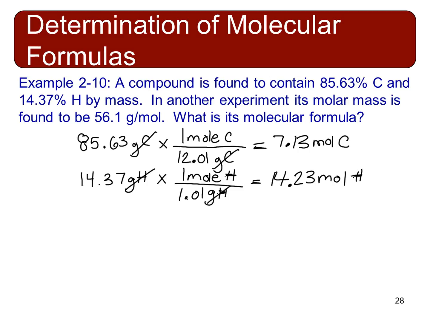Is everybody with me to this point? Find your moles. Okay, now what's our next step? Yep, divide by the smallest number. All right, so if we write out our empirical formula, we get CH2.